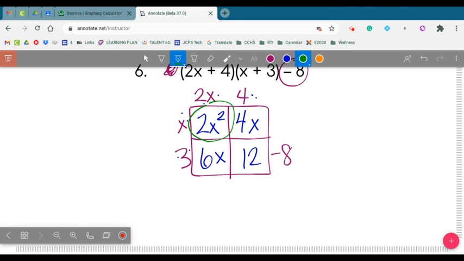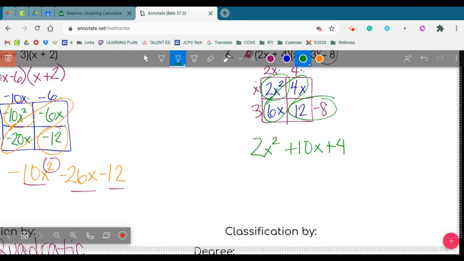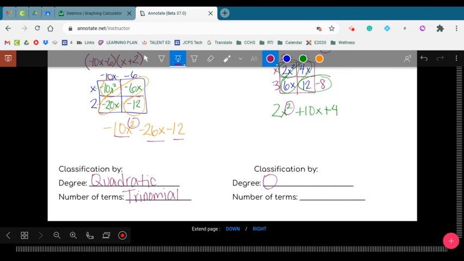Combine like terms, so 2x squared. 6x and 4x is going to give you a positive 10x. And then 12 minus 8 is going to give you a positive 4. Biggest exponent is 2. So this is a quadratic. You have 1, 2, 3 terms, so it is a trinomial.